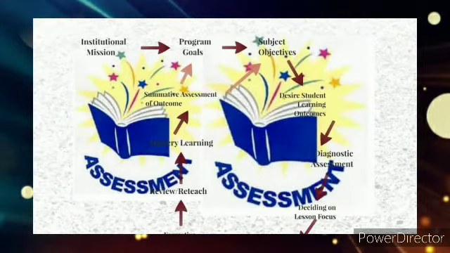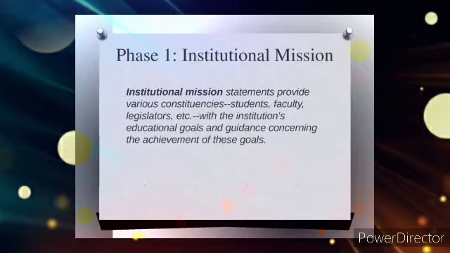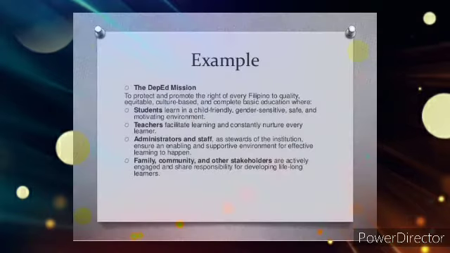So here is the instructional cycle. First is institutional mission. It is a statement to provide various constituencies, students, faculty, legislators, etc. with the institution's educational goals and guidance concerning the achievement of these goals. So here are the examples.